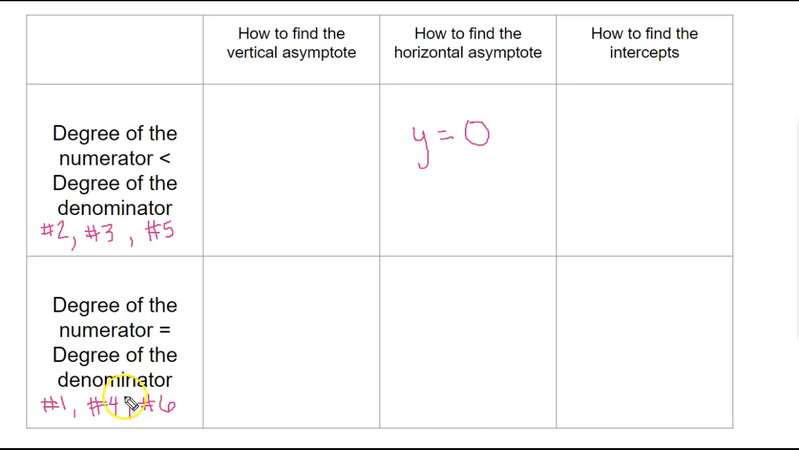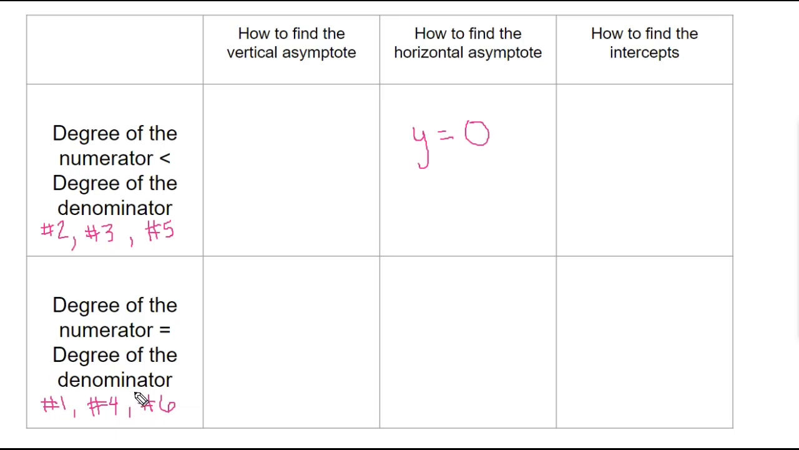What we notice about 1, 4, and 6 is that they all have a horizontal asymptote that is not 0. It's some other number. So how did it turn out to be some other number? And what is that other number? And that's where we had to start looking for some patterns.